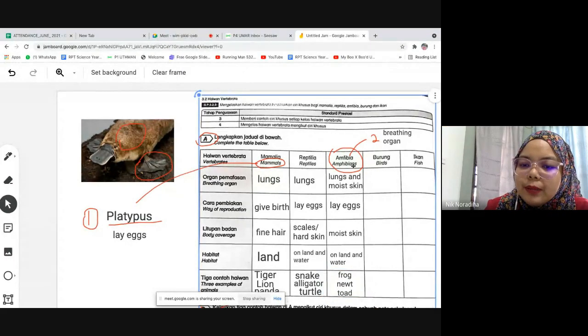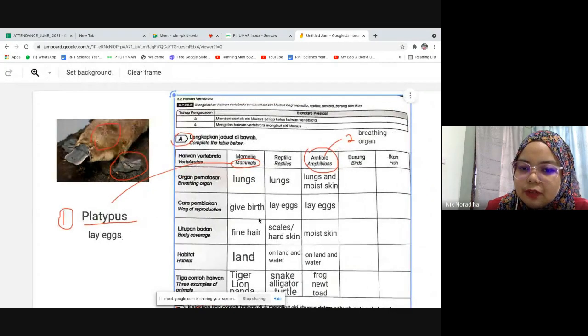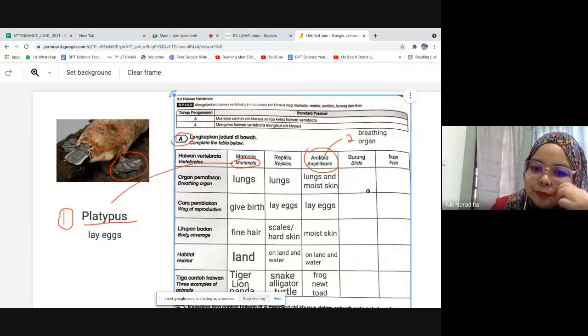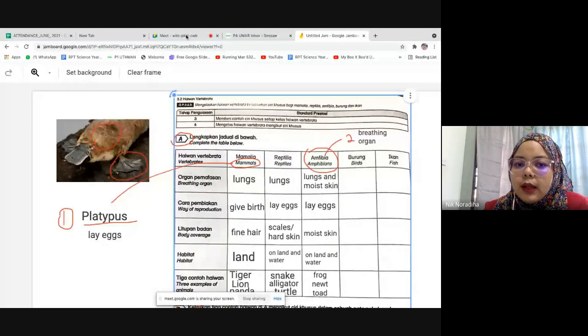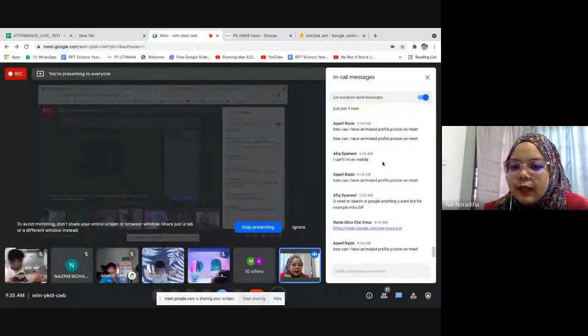Okay, so we are done with the amphibian. All right, teacher hopes by now you can differentiate these 3 groups. Okay, we are moving on to group birds. For bird and fish is okay. We'll go one by one.